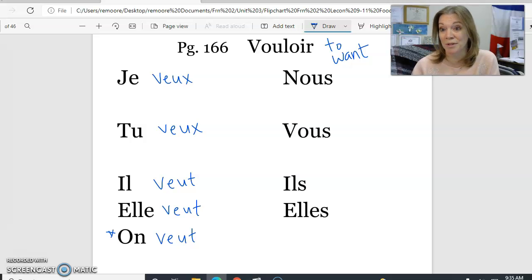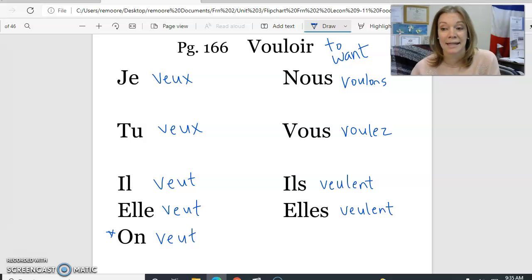Now let's move over to the plural side. Nous voulons. Recognize the ONS. Vous voulez. And again with the familiar EZ. Ils veulent. E-N-T. Et elles veulent. E-N-T.